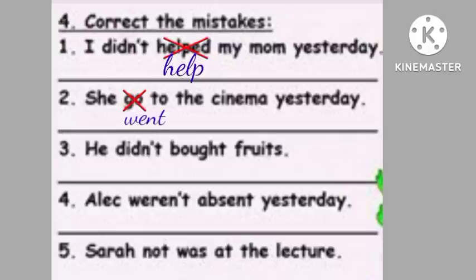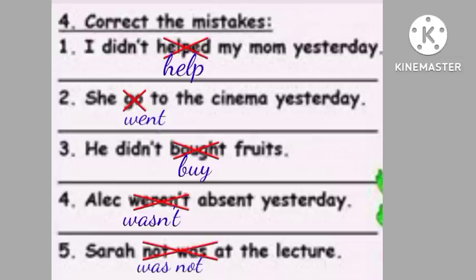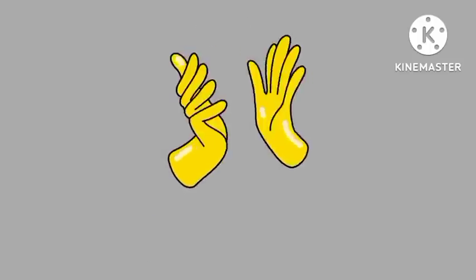Number 2, good. Go. That become went. Untuk verb 2-nya. Karena ada kata yesterday, this is about simple past. So, we use verb 2. Number 3, very good. After did not plus verb 1, buy. Bought. Kembali ke dasarnya, buy. Verb 1 is buy. And then number 4, Alex weren't. No, because Alex is 1, we use wasn't. Absent yesterday. And then number 5, nah, itu cuma dibalik ya. Sarah, good. Not was, menjadi was not at the lecture. Okay, that's for the correct mistake. Very good, everybody. Well done.